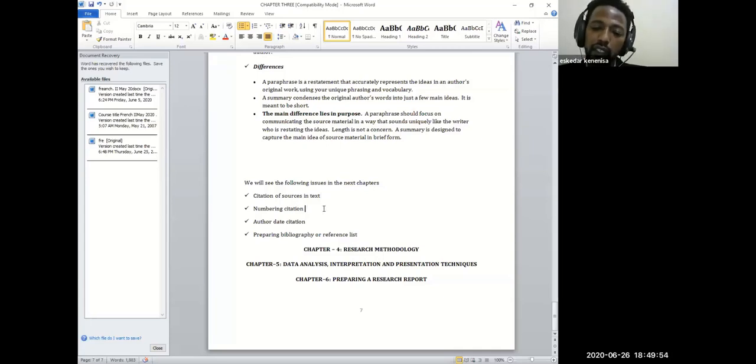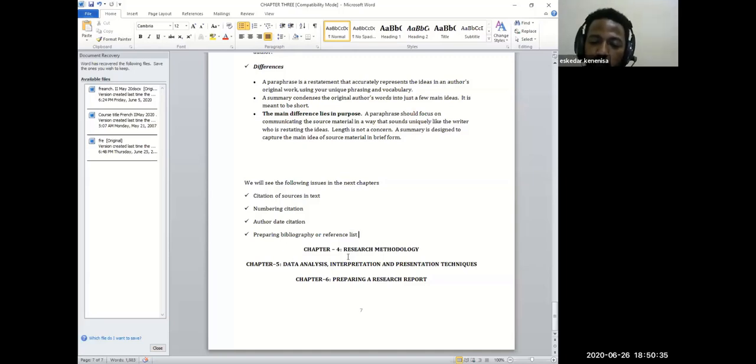Numbering of citation. There are different ways of citation. You can put it within the text, or you can give numbers, and for the numbers you can give endnote or footnote. Author date citation. The bibliography or reference list. There are different forms of preparing the bibliography or reference list. Therefore, we will see the styles and the ways of writing bibliography in the other chapters.